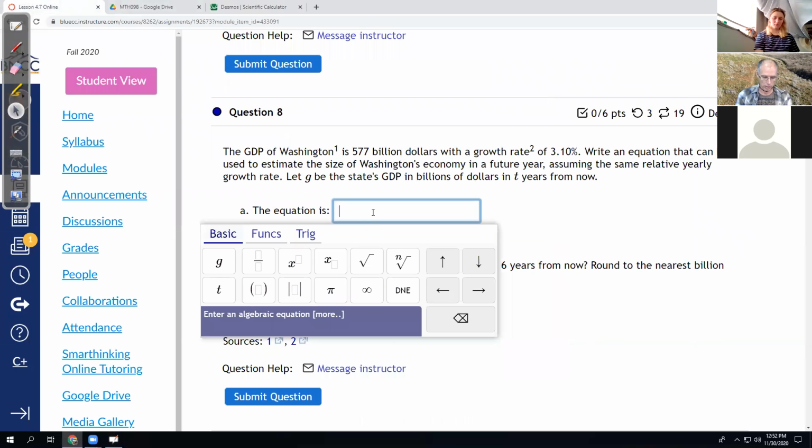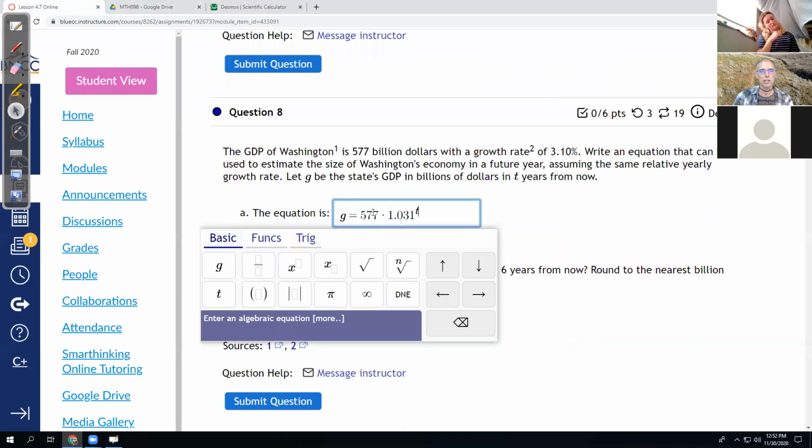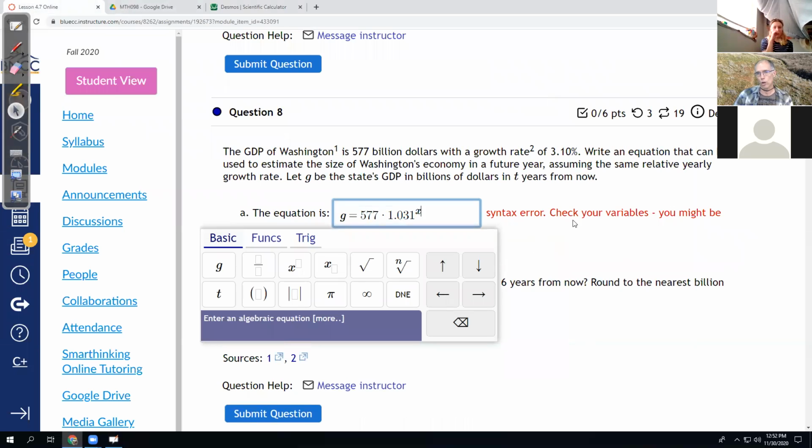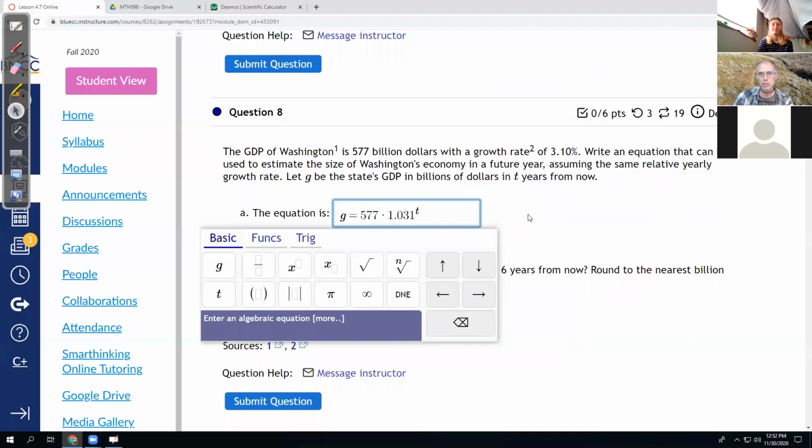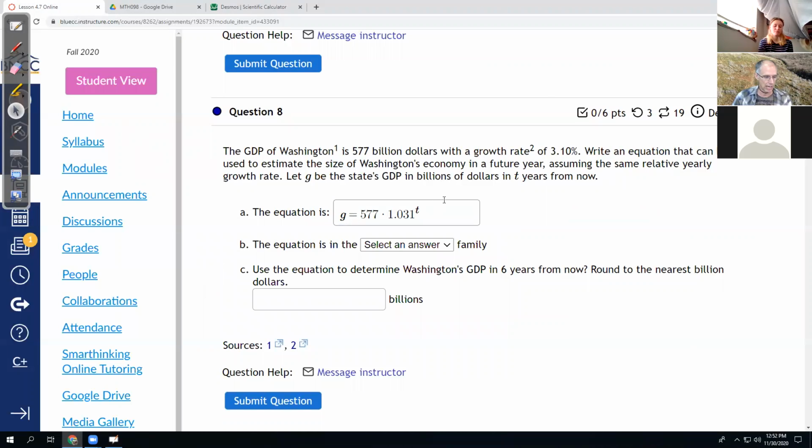Okay, I'm going to put in the equation right away. G equals 577 times 1.031 raised to the power t. And if you accidentally type the wrong variable, you should get a warning. And so if it says, hey, syntax error, check your variables, right? Double check. On the side here under basic, it says, hey, you should be using G and T. Okay, so I say, oh, crap, t, not x. Not a huge deal, but I'll look for problems like that after you take the test, but still, you want to get it right on your own. And we decided this is exponential because we have a growth rate here.